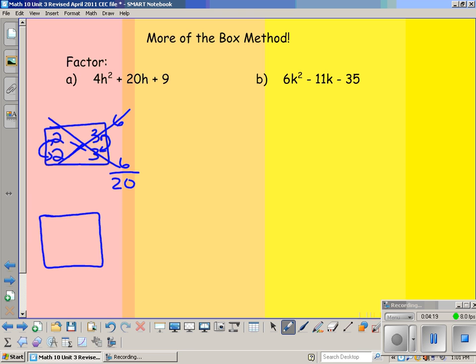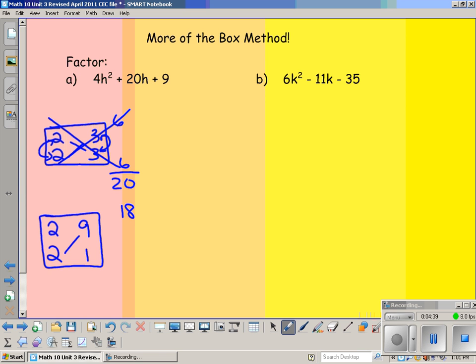Now, sometimes you're going to get it right off the bat, and other times it's going to take you a little bit longer to figure out which two you need. That's where the trial and error comes into play. So I'm going to leave the 2 and the 2, but I'm going to change the factors of 9 to 9 and 1.